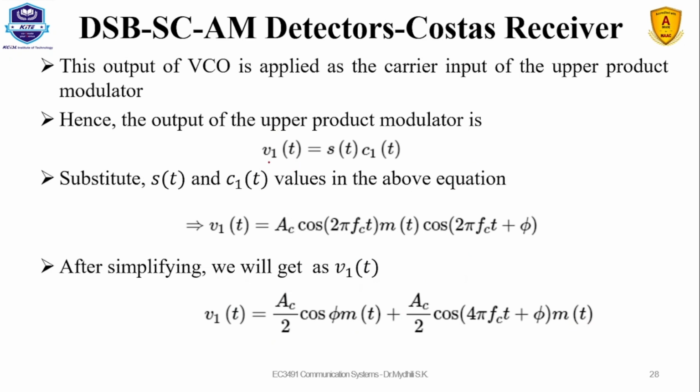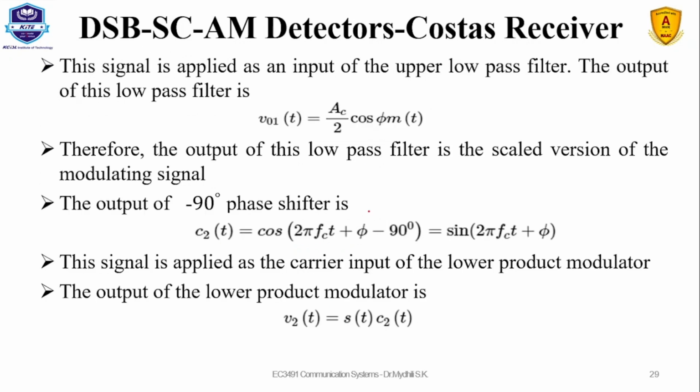For the first case, V1, we look at the upper product modulator with input S of t and C1 of t. We substitute S of t from the input signal and get a product. After simplification we get two terms, the message signal and a scaled version of the message signal. Solving it, we get the first product modulator output, which is in terms of EAC by 2 into cos phi into m of t.